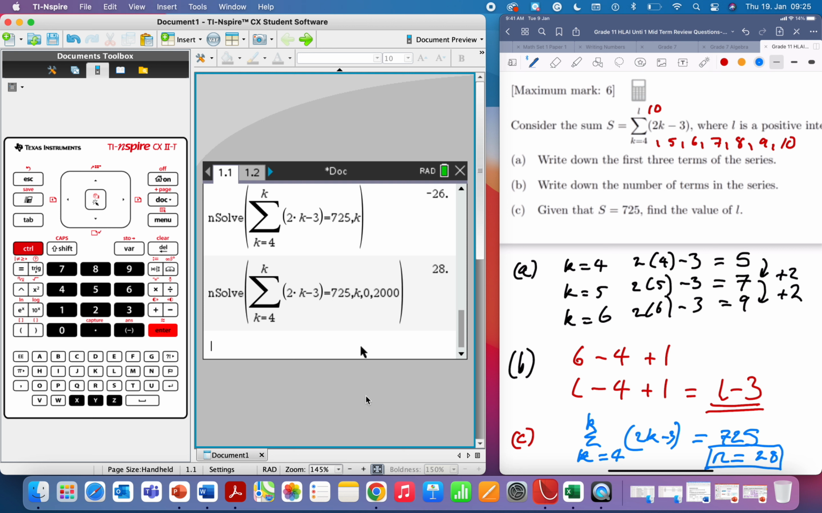Now notice I've got enough working out. This is the method, and this is the answer. You'll get full marks for that. You don't need to say, I have used n solve for this, and here are the buttons I've pressed. You just have to write down the equation you're trying to solve, and the answer. Absolutely fine.